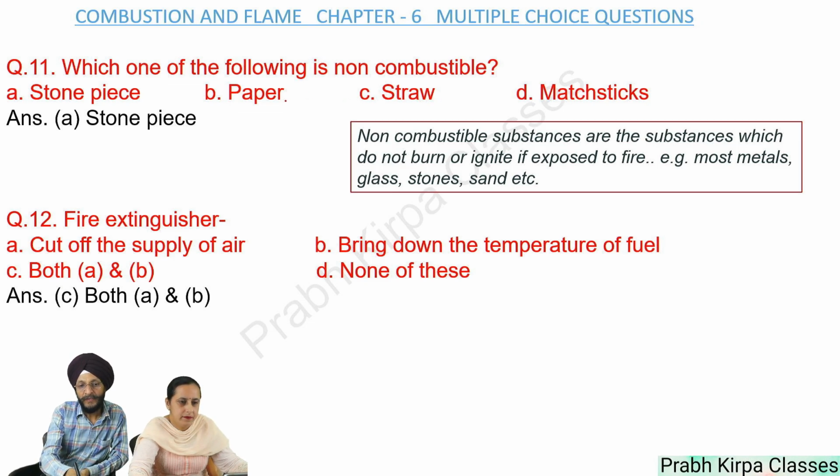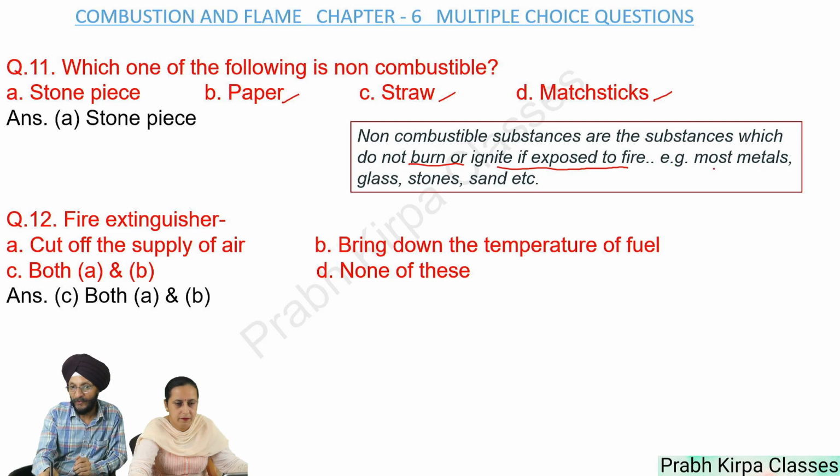If you put on fire a piece of paper or matchsticks, they will burn very easily, whereas a stone piece will not catch fire. So non-combustible substances are those substances which do not burn or ignite if exposed to fire. Examples of non-combustible substances are most metals, glass, stones, sand, etc.